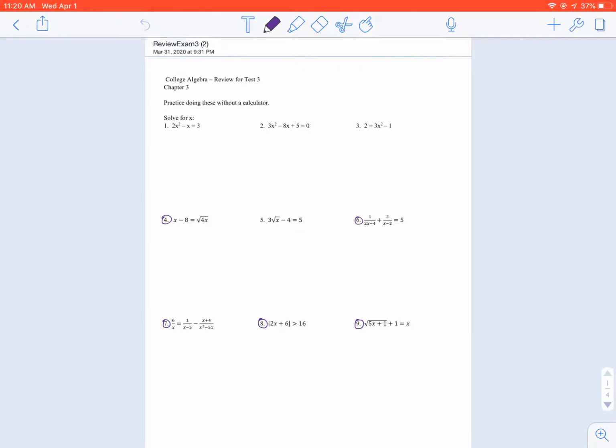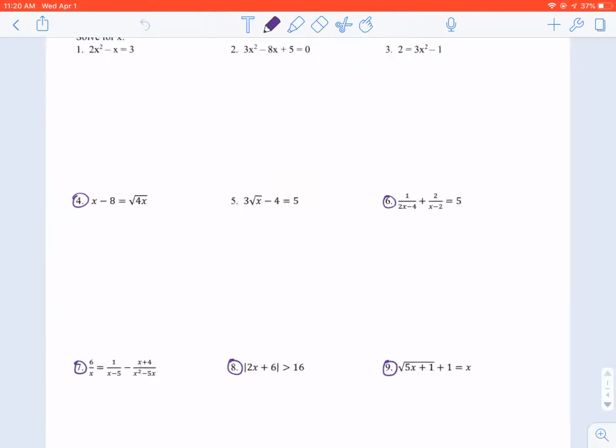I put this review on Blackboard, so if you want to download it, whatever. And then I circled a few that I'm going to do. So here we go. I'm going to start with number 4.